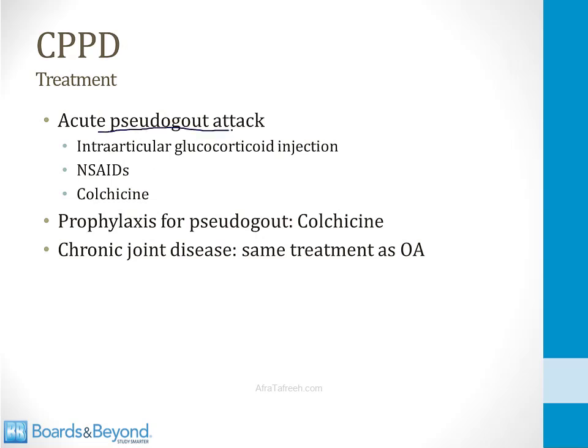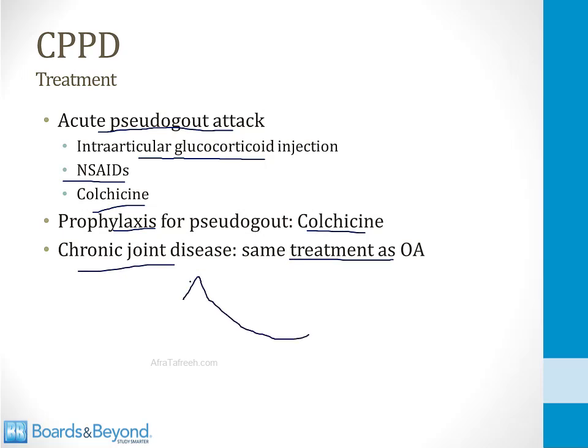Acute attacks of pseudogout can be treated with joint injections of steroids. This is called intra-articular glucocorticoid injection. Basically, you inject steroids directly into the affected, swollen, and painful joint. You can also treat acute pseudogout attacks with NSAIDs and colchicine. If patients have multiple pseudogout attacks, they can be placed on colchicine chronically as prophylaxis. And then finally, when patients develop chronic joint disease from CPPD, this is basically treated the same way as osteoarthritis. In fact, some people consider the chronic joint disease of CPPD just a variant of osteoarthritis.